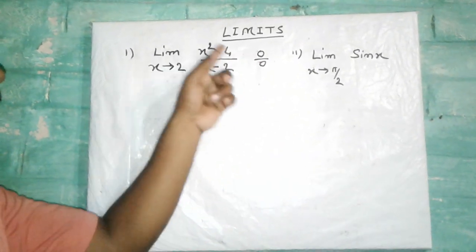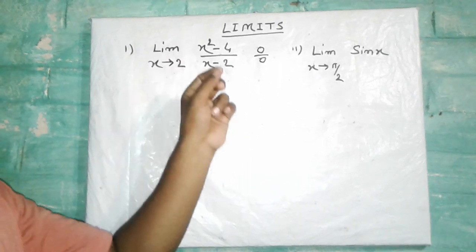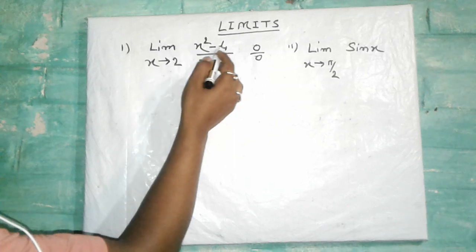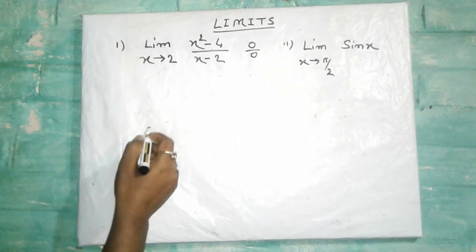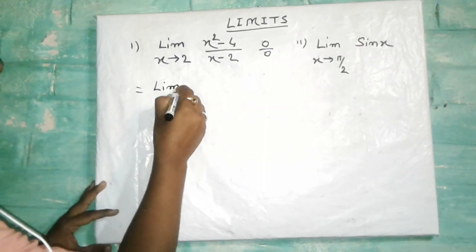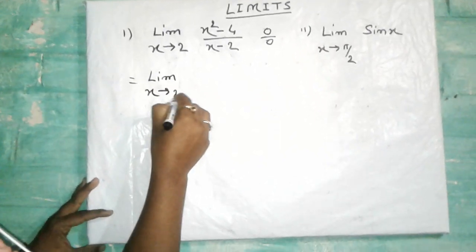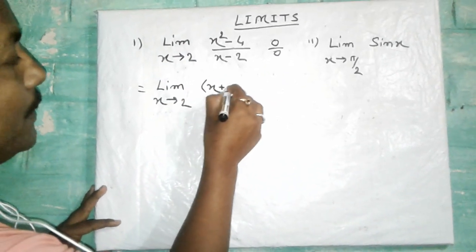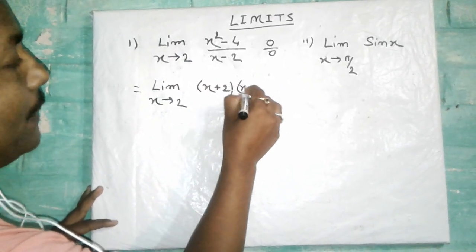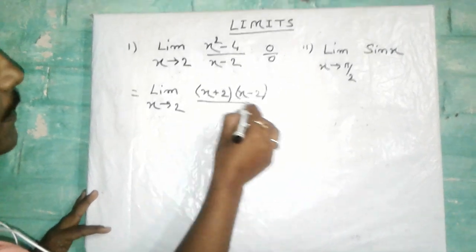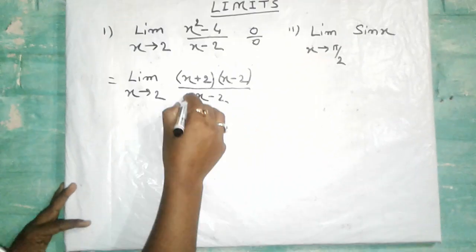To solve this, we have to apply a formula. As all of you know, here we can use the formula a square minus b square. So we can write: limit x tends to 2. Using the formula a square minus b square, we can write (x plus 2) into (x minus 2), that is (a plus b) into (a minus b), by x minus 2.